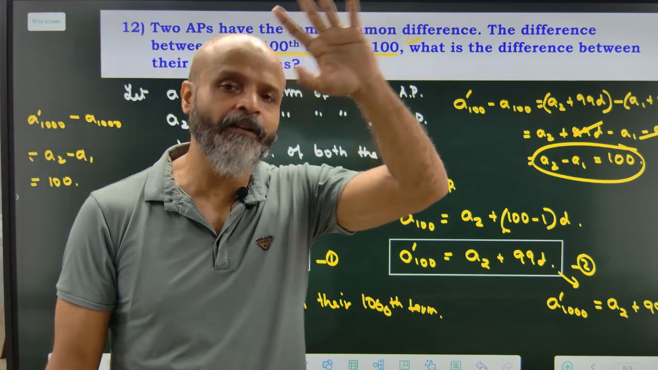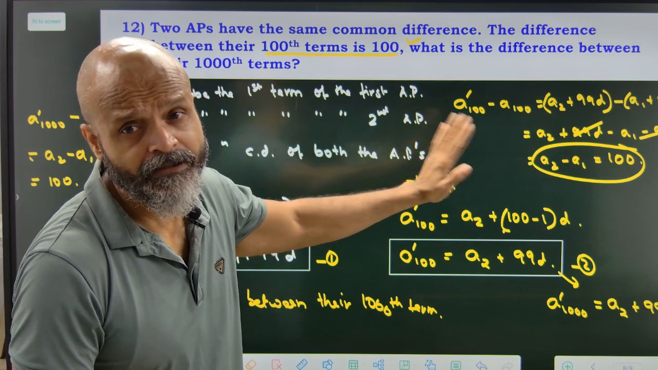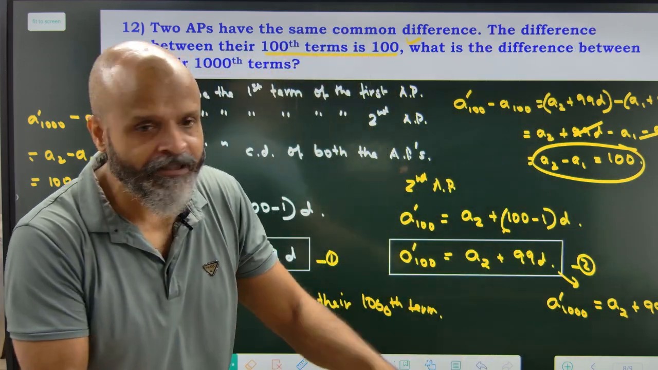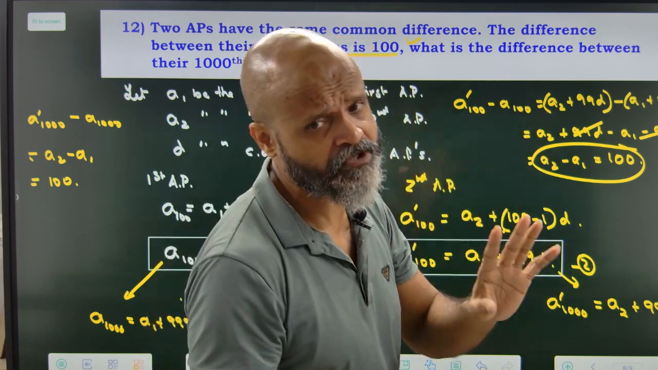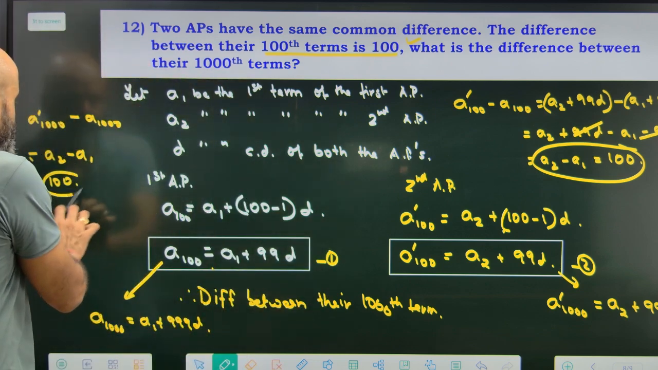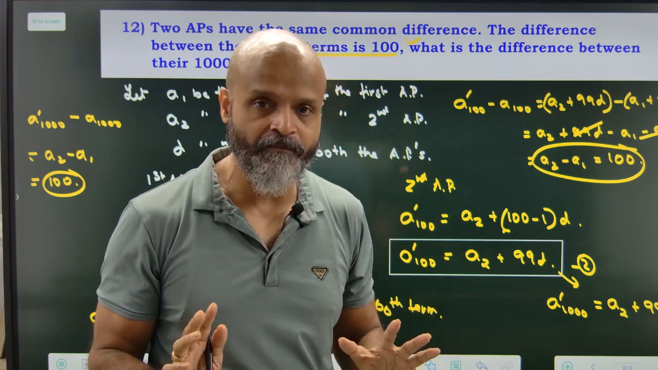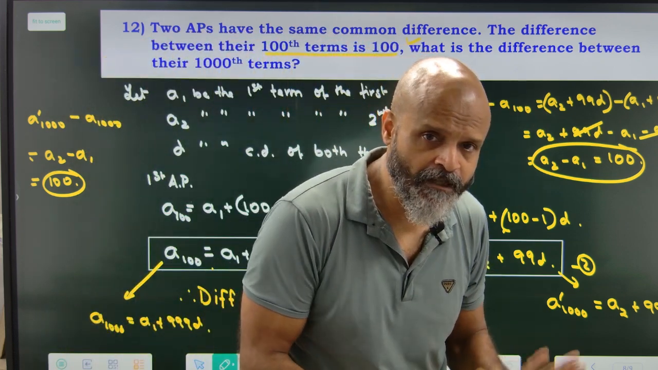So no matter which term you take, whether you take the 10th term, 11th term, 1000th term, or 10,000th term, the difference between the two APs will always be the difference between A2 and A1, which is basically their first terms. And the first term difference we know is 100. So this is going to be a constant answer till the time we are trying to find the difference of the same terms in both the APs.